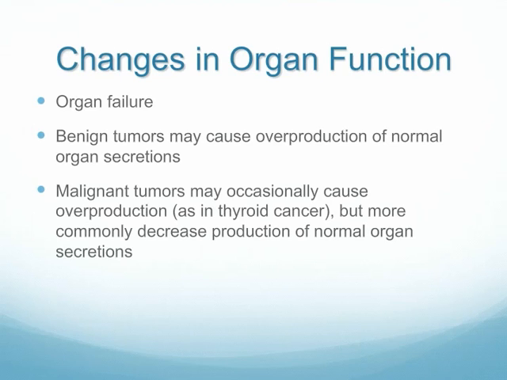hyperthyroidism. Malignant tumors may occasionally cause an overproduction, such as in thyroid cancer, but commonly decrease the production of normal organ secretion. So usually they're going to suppress the organ rather than cause it to overproduce. A malignant tumor would, whereas a benign tumor may cause the overproduction of normal organ secretions.